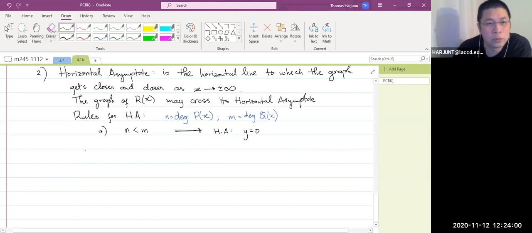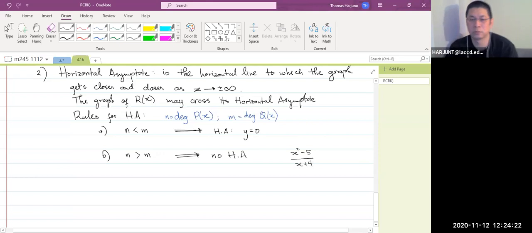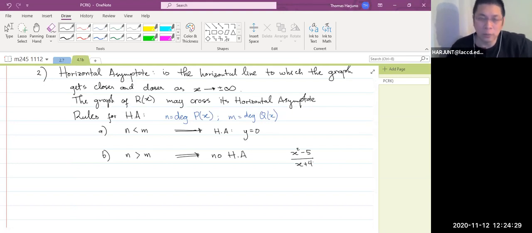Second rule. What happens if it's higher? If the numerator has a degree more than the degree of the denominator, then we don't have a horizontal asymptote. Let's say if I switch that around, x squared minus 5 over x plus 4. You see, the top one goes to infinity a lot faster than the bottom one, and therefore the ratio will not be a constant.